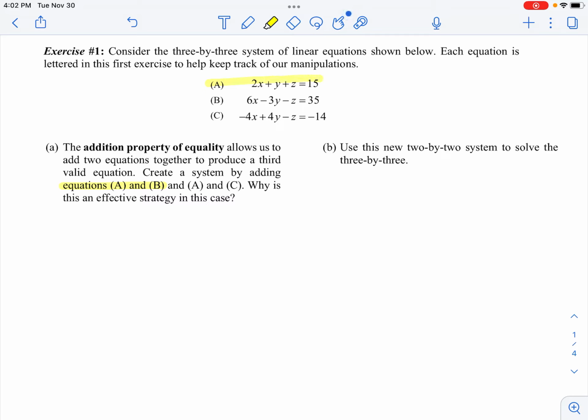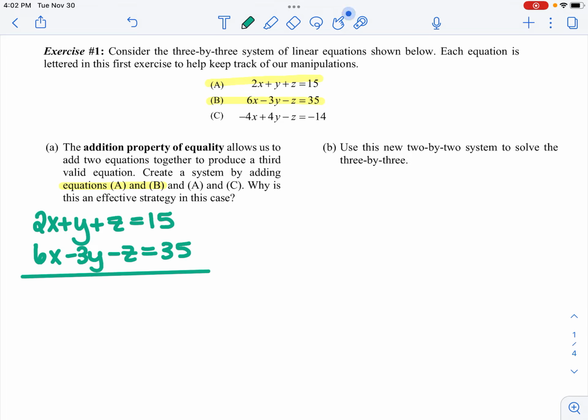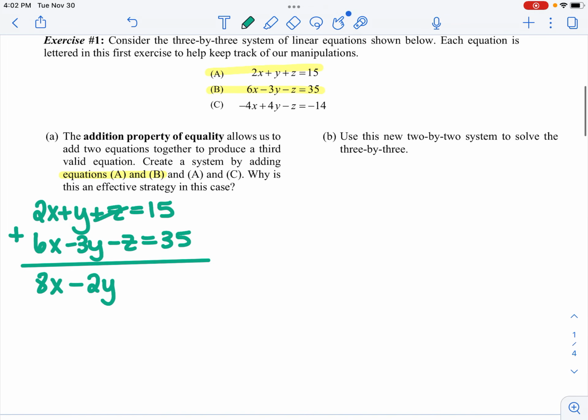So here's A, here's B. I'm going to line them up over here. And as I add these two equations together, notice what happens. I have 2x plus 6x gives me an 8x, y minus 3y gives me negative 2y, and look at this, my z terms cancel out. So this is just going to equal 50.